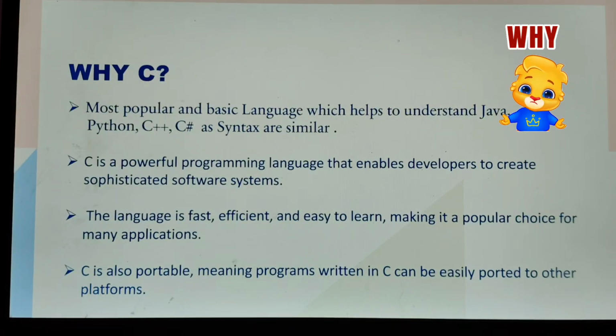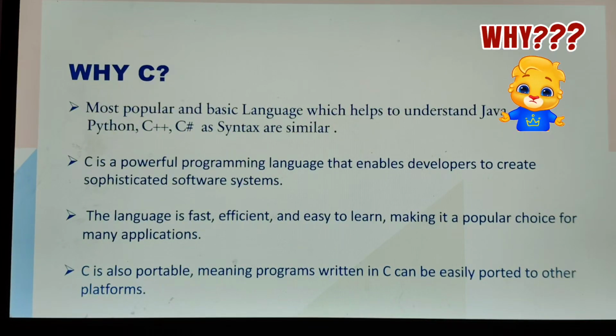Then, why do we go for C? C is a very popular and very basic language which helps us to understand Java, Python, C++ or C#, as the syntax and concepts are very similar. C is a most powerful programming language that enables developers to create well developed software systems. This language is very efficient and very easy to learn, which is why it is popular for many applications. It's also a very portable language, meaning programs written in C can be easily ported to other platforms.